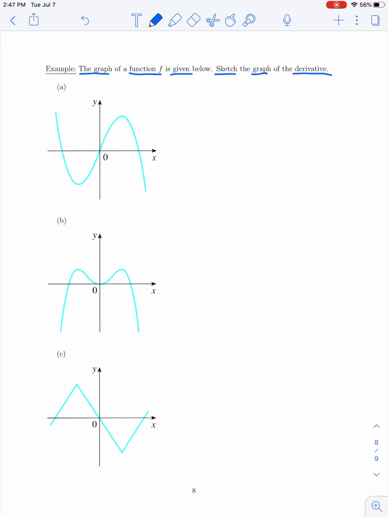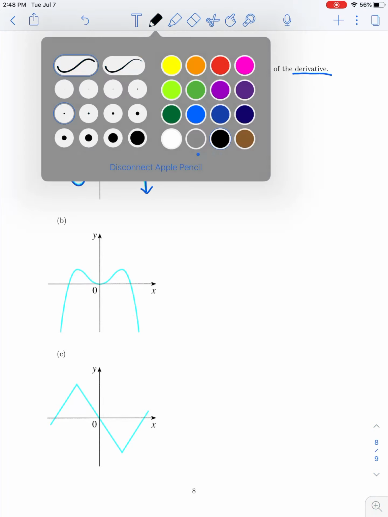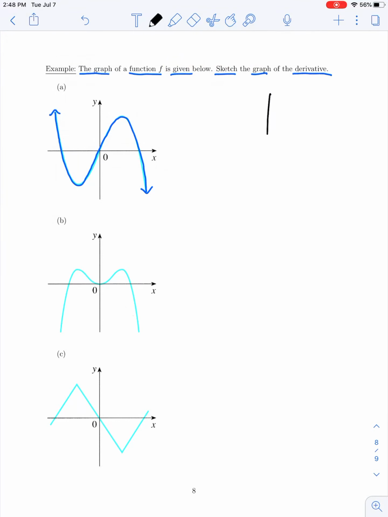So there's three parts to this example. In part A, we have the graph of a function shown here in blue. Let me trace over it because it's a little light. So we have the following graph, and the assumption is that it continues in this direction infinitely, in both directions. So let's think about how we could try to obtain the graph of the derivative of this function.